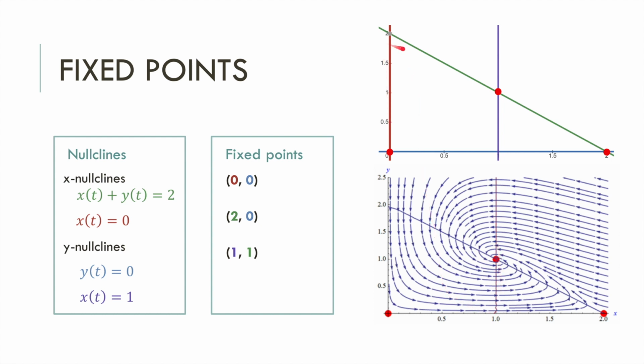These two are the x nullclines, so they denote the set of points where the vector field changes its vertical direction. So as you can see, the arrows are all vertical on these lines. And these are the y nullclines, which denote the set of points where the vector field changes its horizontal direction. The arrows are all horizontal.